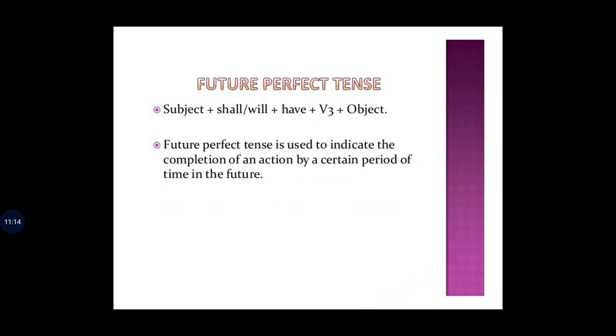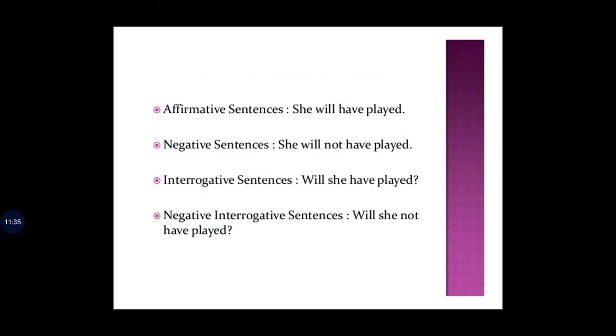Next, future perfect tense. Subject, you know well, shall or will plus have plus V3 form plus object. V3 form means the third category of the verb you have to apply, that is the past participle form. Future perfect tense is used to indicate the completion of an action by a certain period of time in the future. Let's see the sentences in 4 types.